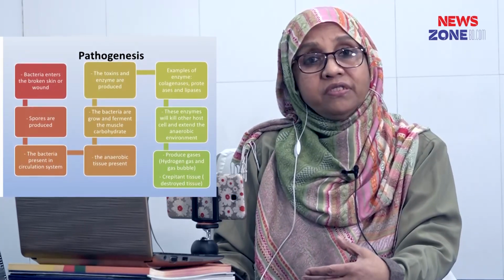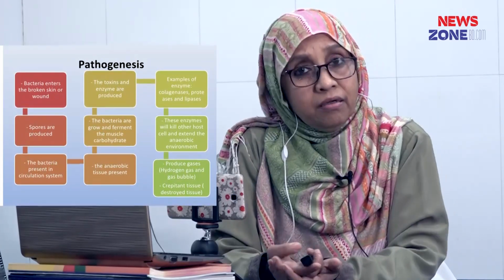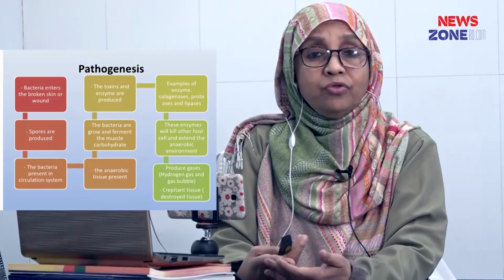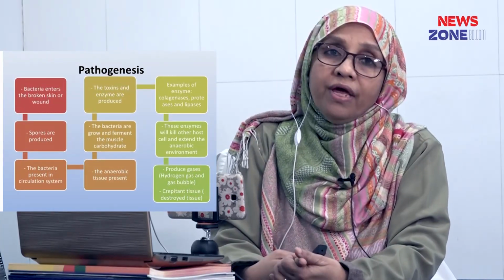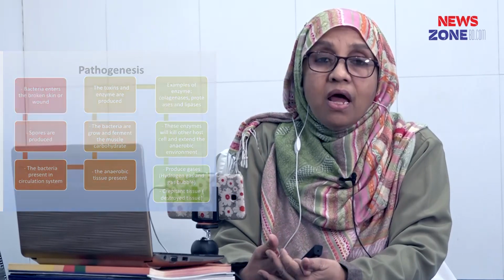The bacteria are present in the circulation system. The spore will be transformed into a vegetative form only when they get a favorable environment, and that is anaerobic condition. Now this is very important to note, why there will be an anaerobic condition in the environment, because if you know them, you can prevent it, right?